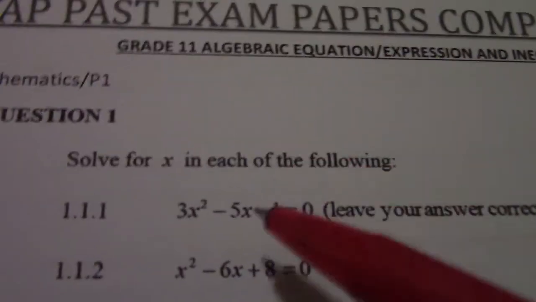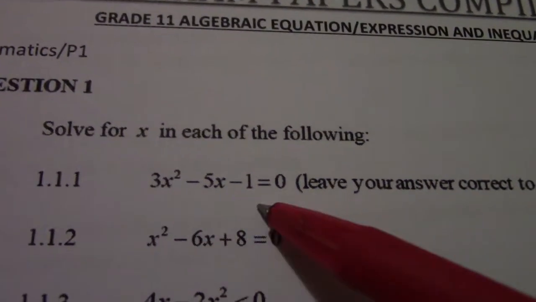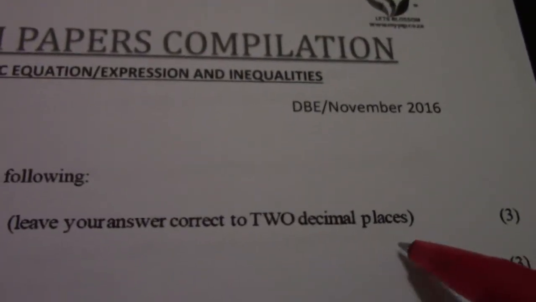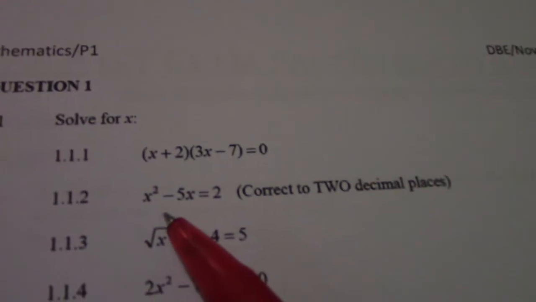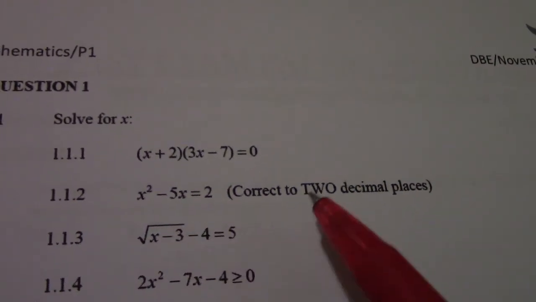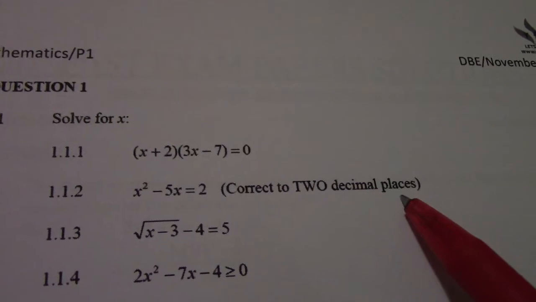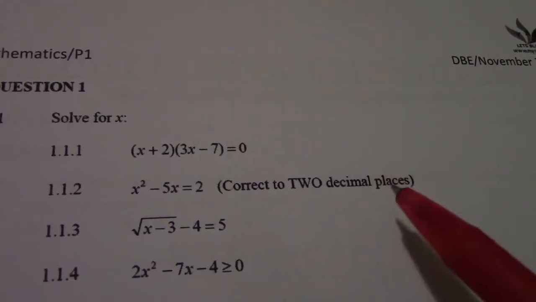Look at question 1. They've given 3x squared minus 5x minus 1. There they say leave your answer correct to 2 decimal places. So this simply means quadratic formula. We come to November 2014. There you should see x squared minus 5x equal 2. Also correct to 2 decimal places. Quadratic formula. So we're testing you on the same thing.